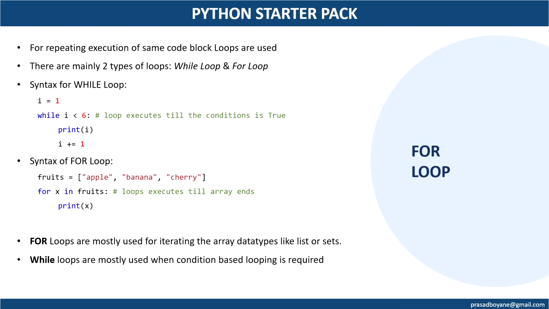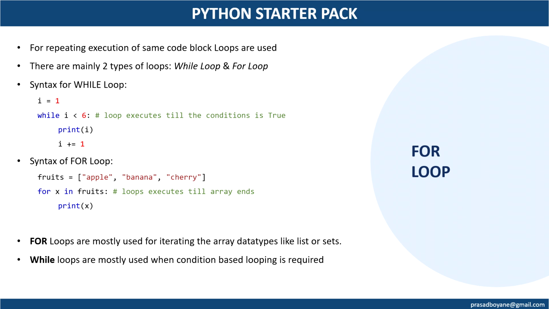So, long story short, loops are used for repeating execution of the same code block. There are mainly two types of loops, while loops and for loops. If we talk about while loops, we use them when we want the loop to execute till the condition is true and we don't know the definite range or number of times we want to repeat the loop. In such cases, condition-based looping, while loops, are used.